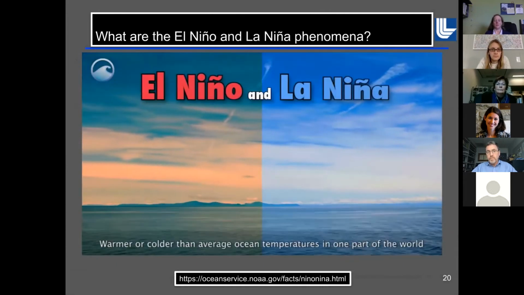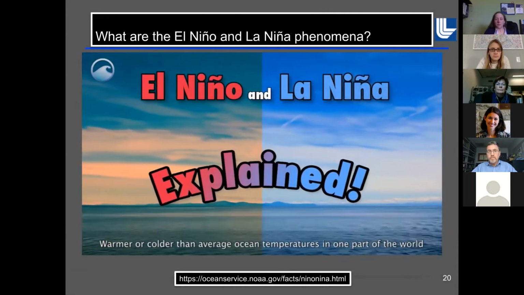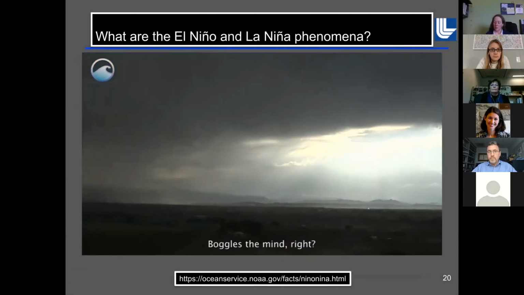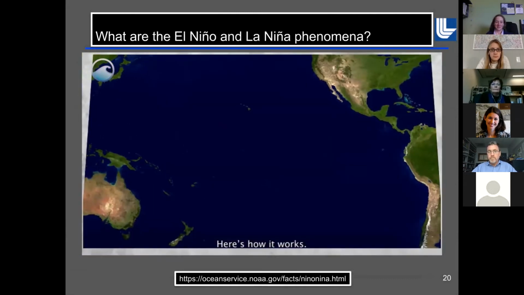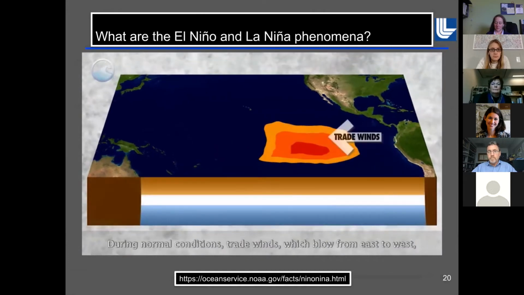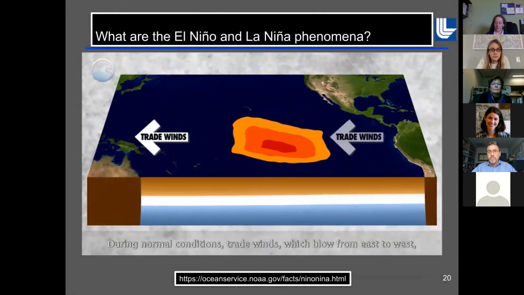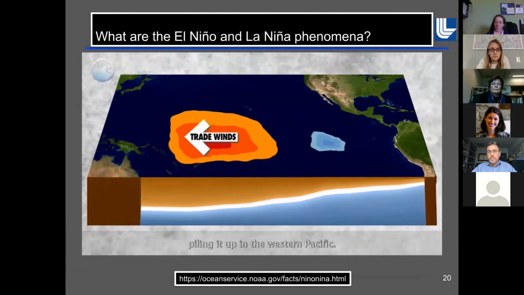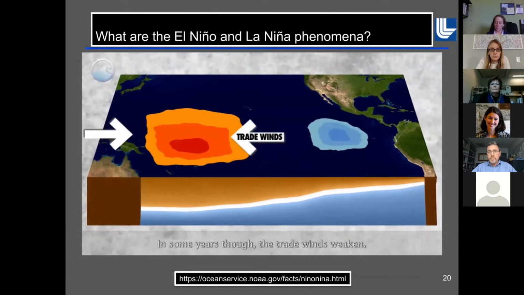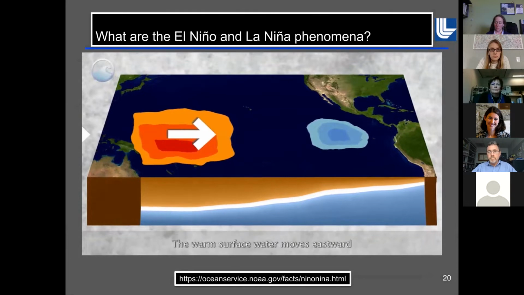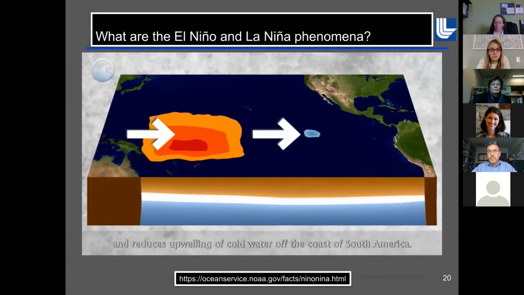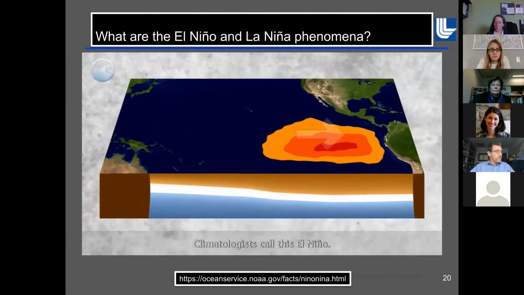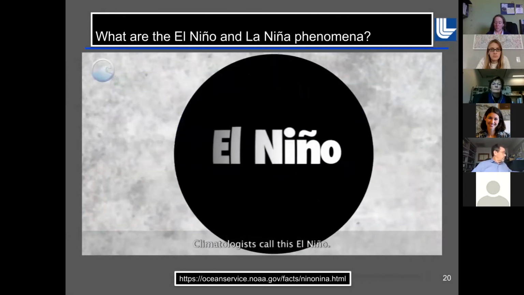Warmer or colder than average ocean temperatures in one part of the world can influence weather around the globe. Boggles the mind, right? Here's how it works. During normal conditions, trade winds, which blow from east to west, push warm surface waters towards Asia, piling it up in the western Pacific. In some years, though, the trade winds weaken. The warm surface water moves eastward and reduces upwelling of cold water off the coast of South America. Climatologists call this El Niño.